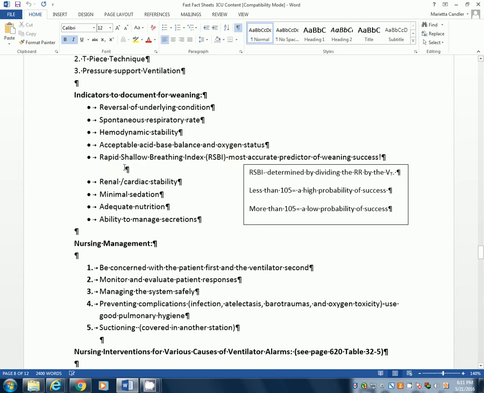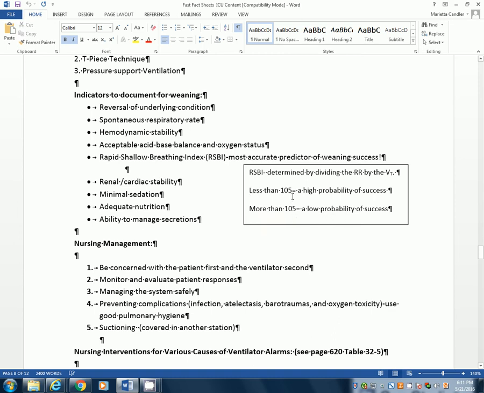What we call a rapid shallow breathing index, or an RSBI. And this is one of the more accurate predictors of weaning success, how they're going to do successfully once they get off. The RSBI is determined by dividing your respiratory rate by your tidal volume, okay? And if it's less than 105, they have a high probability of success. If it's more than 105, they have a low probability of success.